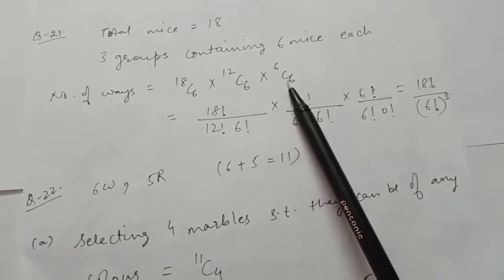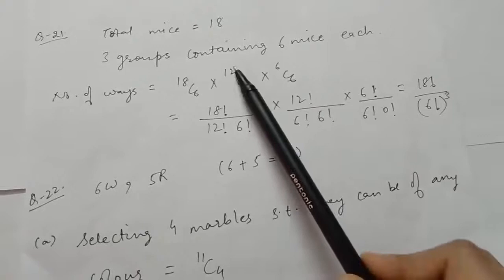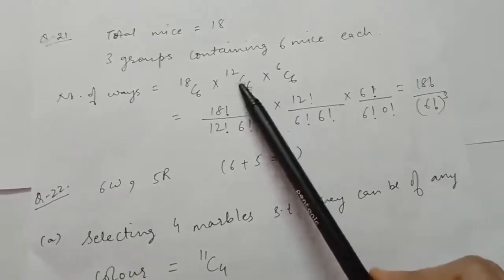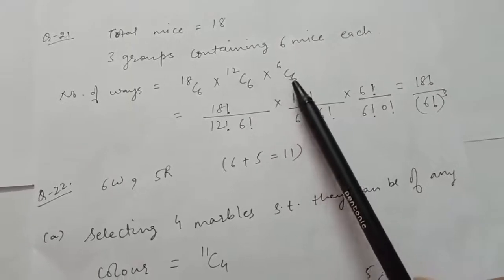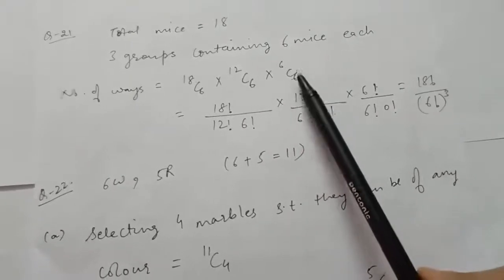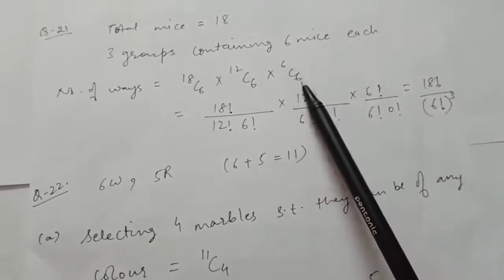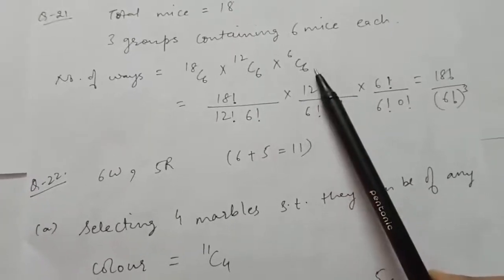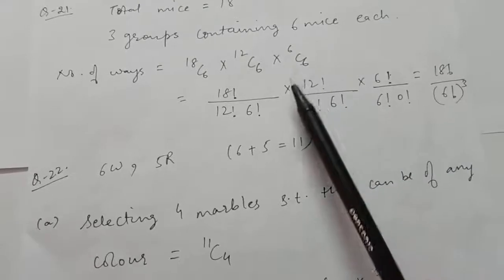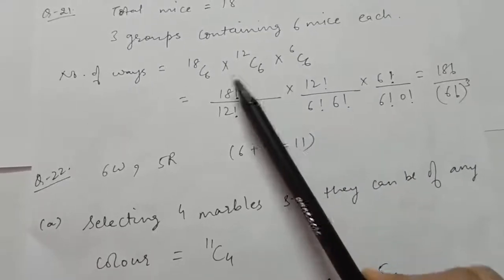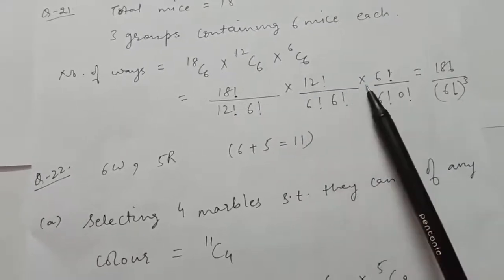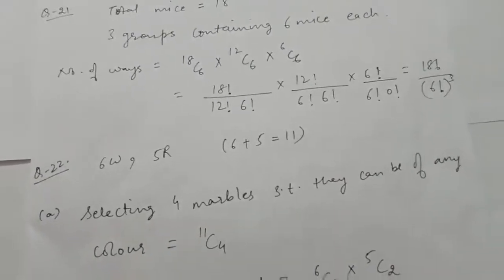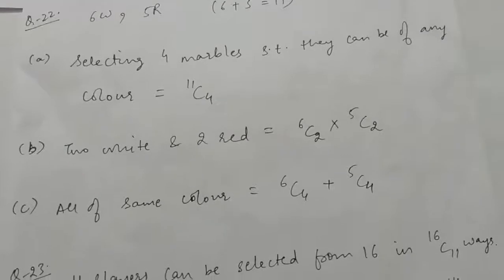Now for the third group, how many options are left? Out of 12, again we have selected 6. So 6 mice were left. And for the third group we want 6 mice, which can be selected in 6C6 ways, right? You have to write it properly in the statements. I have written it like this. Now solve these combinations. You'll get the answer as 18 factorial divided by (6 factorial) whole cube.